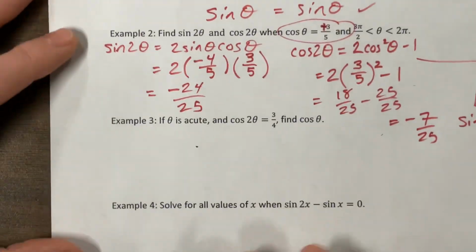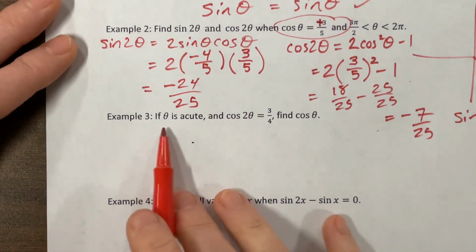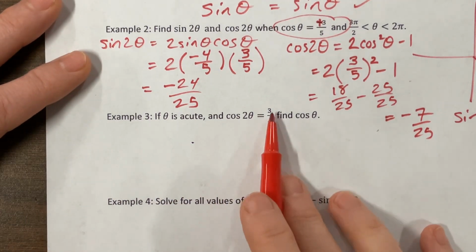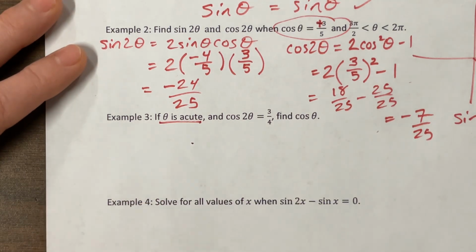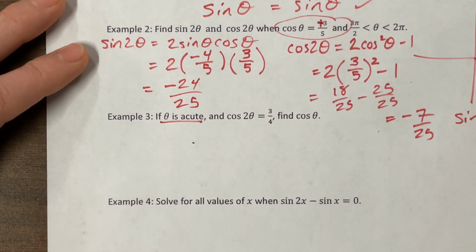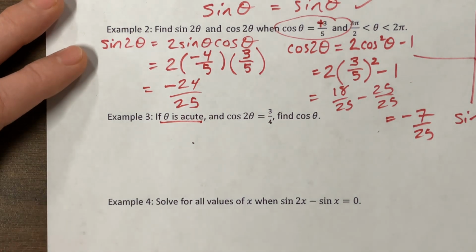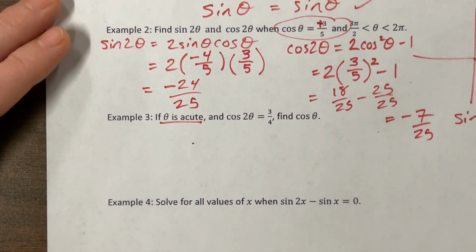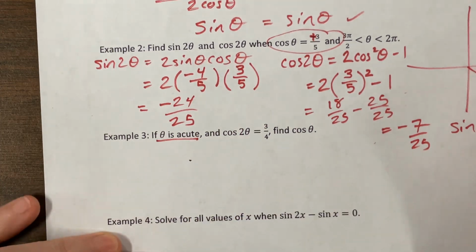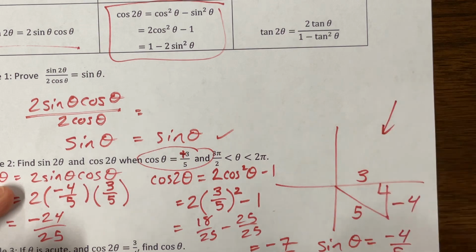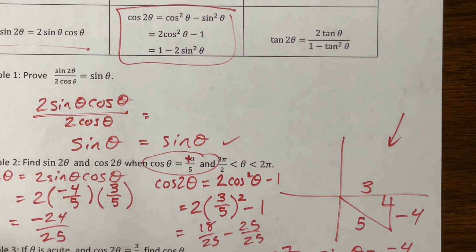Cool. Okay, the next one, example 3: if theta is acute and cosine of 2 theta equals 3/4, find cosine of theta. Now, why did they tell us that theta is acute? Well, they told us that because technically our cosine ratio could be positive or negative when we do the work, but because it's acute, that means it's in quadrant 1. Acute angles mean cosine has to be positive.